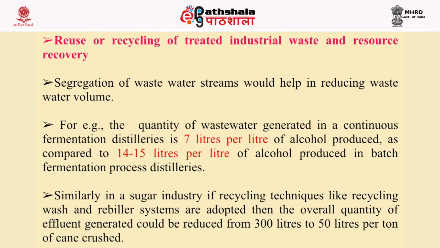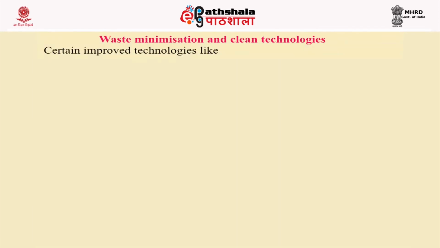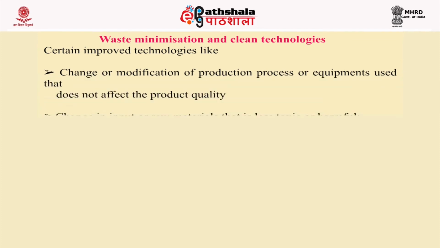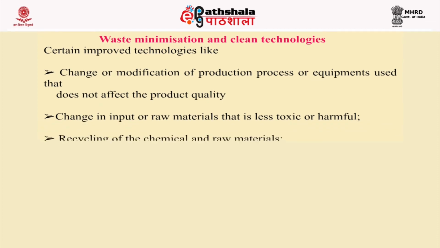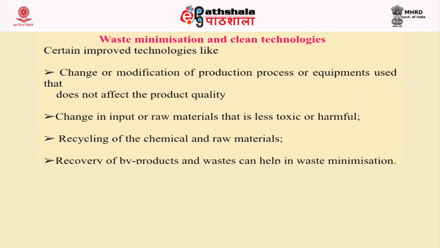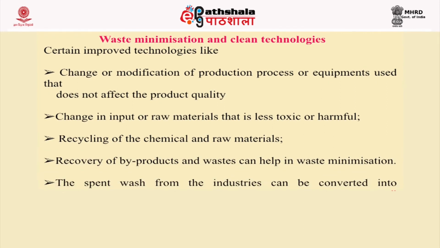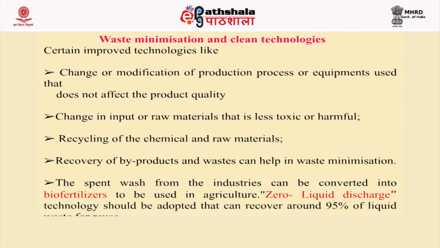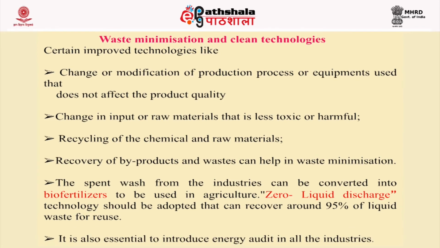Similarly, in a sugar industry, if recycling techniques like recycling wash and reboiler systems are adopted, then the overall quantity of effluent generated could be reduced from 300 liters to 50 liters per ton of cane crushed. Waste minimization and clean technologies. Certain improvement technologies like change or modification of production process or equipment used that does not affect the product quality, change in input or raw material that is less toxic or harmful, recycling of the chemical and raw materials, recovery of byproducts and waste can help in waste minimization.